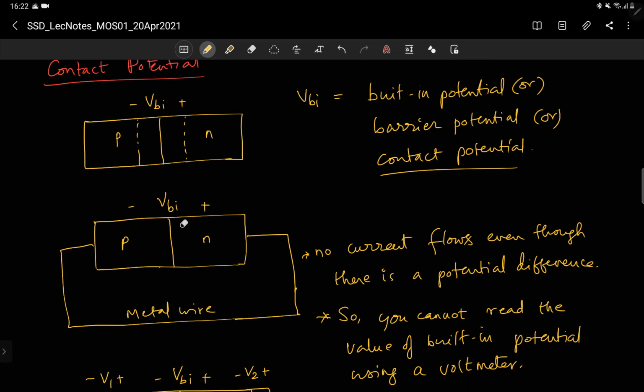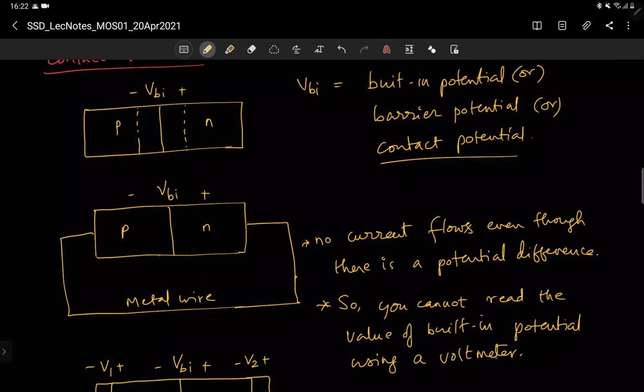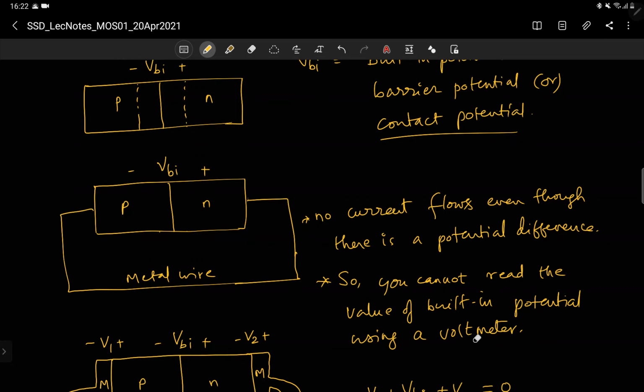So then what is this potential? Then how can Kirchhoff's law be satisfied? So there is no current that can flow outside, even though there is a built-in potential. So you cannot read the value of built-in potential using a voltmeter. This you have studied in the PN junction topic, and I'm just revising. So why a voltmeter cannot read is, if you see how it functions, it detects small current. Voltmeter will have a very high impedance, so very small current flows through the voltmeter, and that current is converted into voltage. So that's how a voltmeter works.